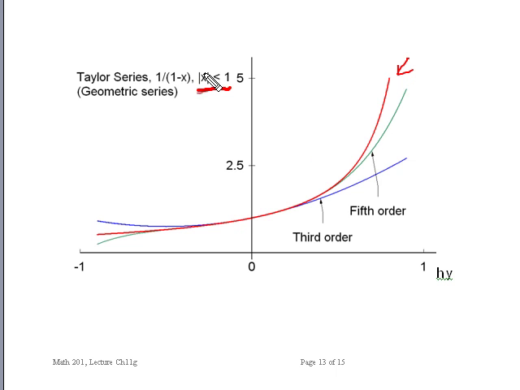Again, the red is 1 over 1 minus x. You see, as we add more terms, here's the third order. This one's the fifth order. We see the series expansion converging to 1 over 1 minus x. And this is true only for x strictly less than 1, or strictly greater than -1.